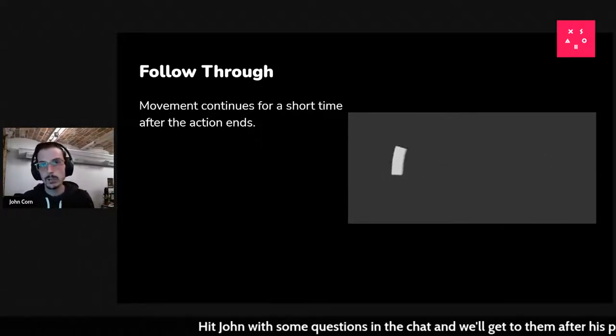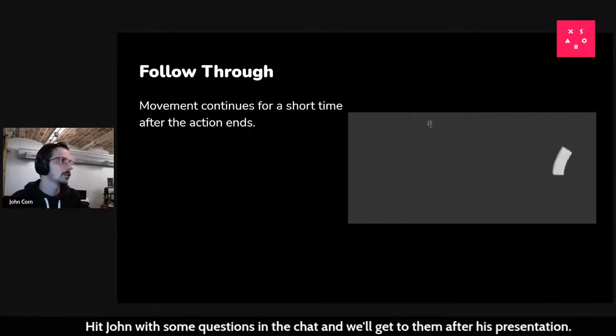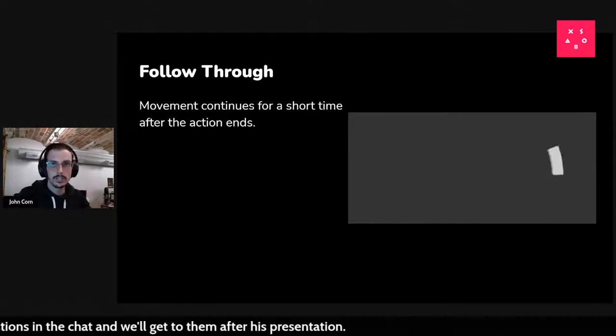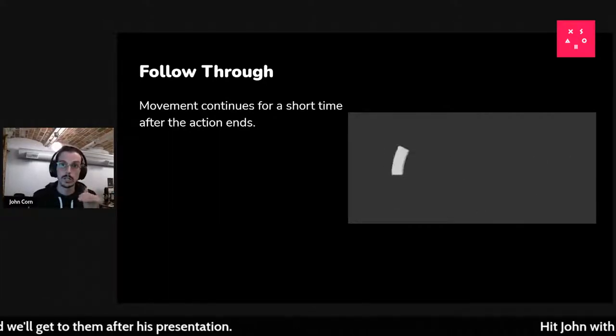Kind of like if an object explodes, you have a little smoke afterwards. There's a follow through of that action. You're keeping that action going slowly, right? It fades out over time. You don't just stop any action.